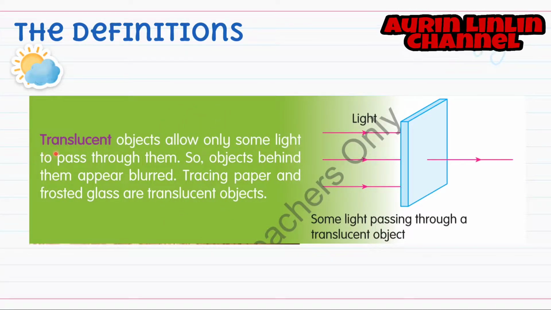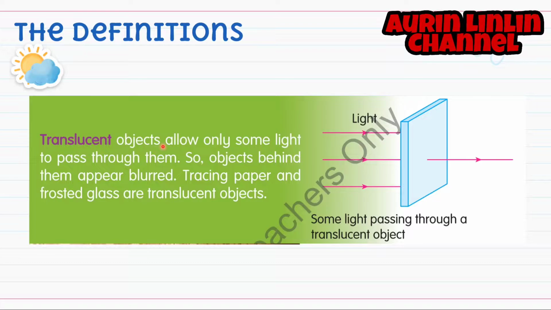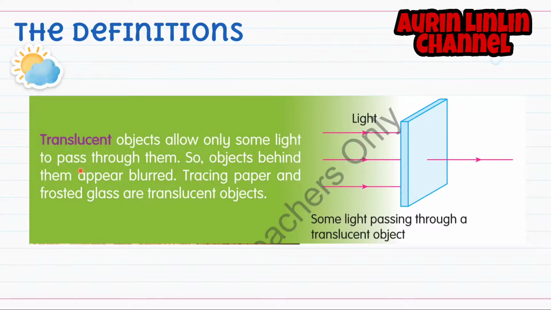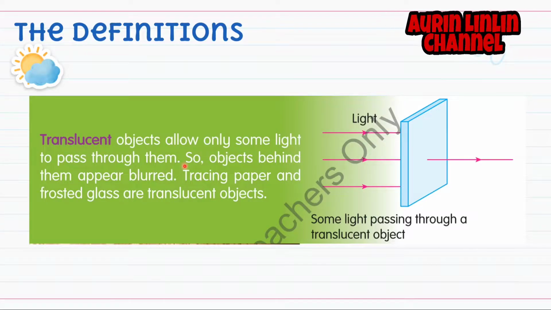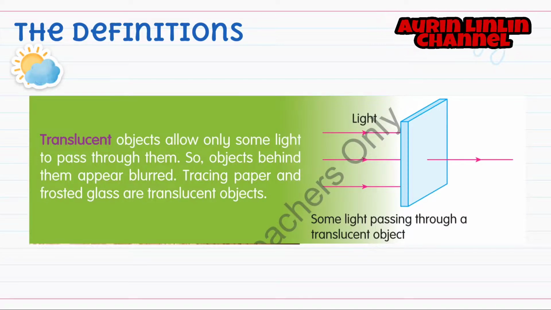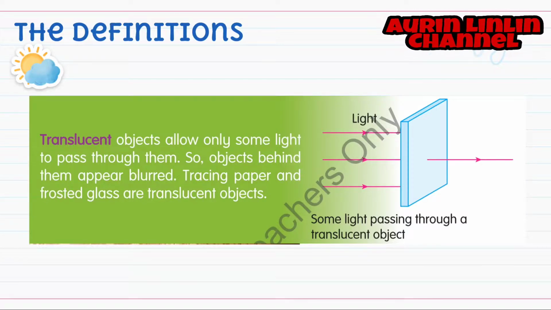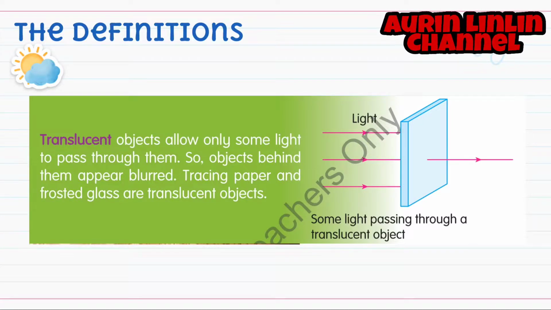Next is translucent. Translucent objects allow only some light to pass through them, so objects behind them appear blurred. And this is the example of a translucent object.